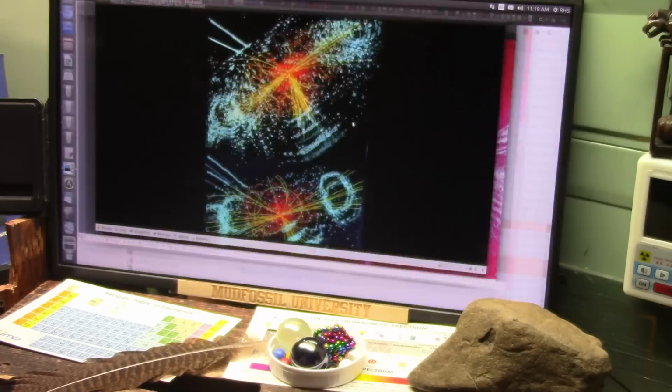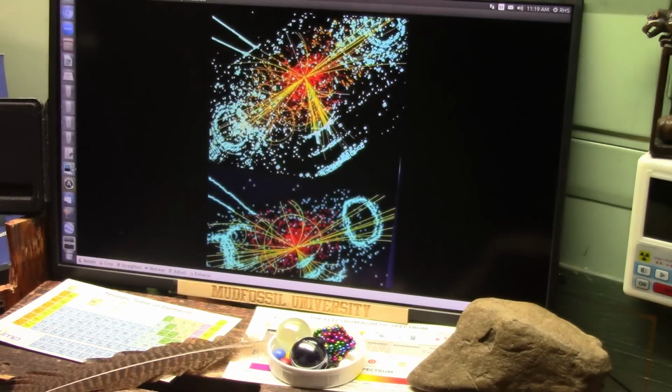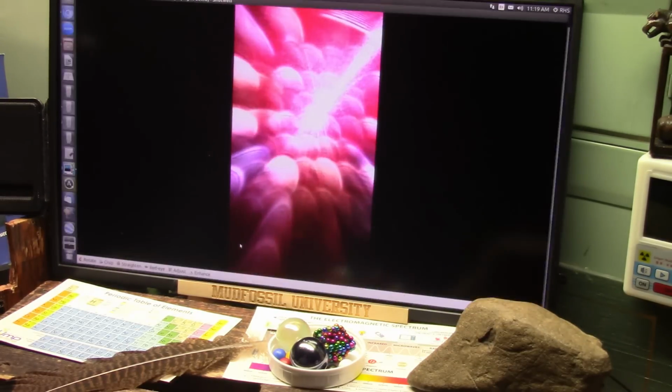Now, this is Fermilab showing their Higgs fields. When they smash, they can see the Higgs fields, yes, but it's just in a bunch of debris. When we see ours, we see a magnificence.